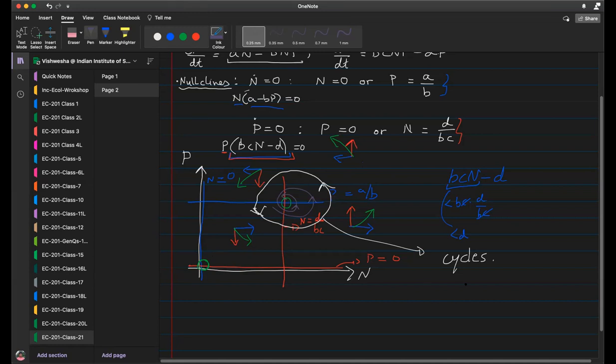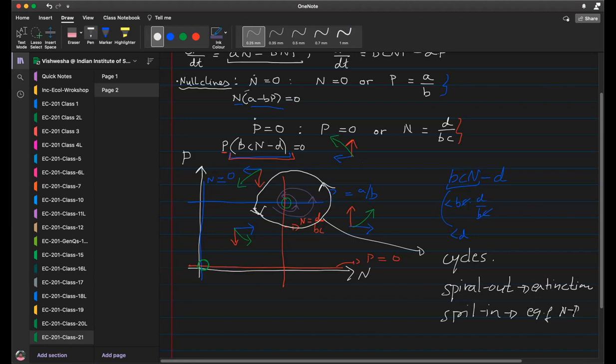As you can see, there are three possibilities: cycles, spiral out, eventually leading to extinction, and then spiral in, leading to equilibrium of N, P. So it will be a stable equilibrium. This is also a stable equilibrium, but it just spirals in.